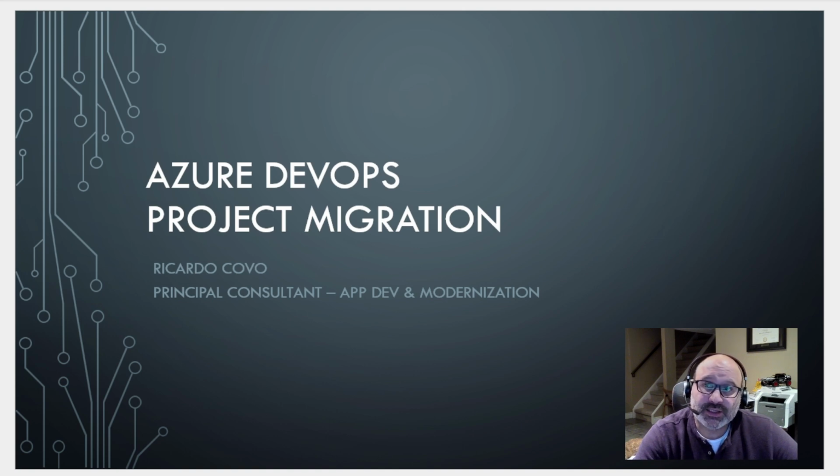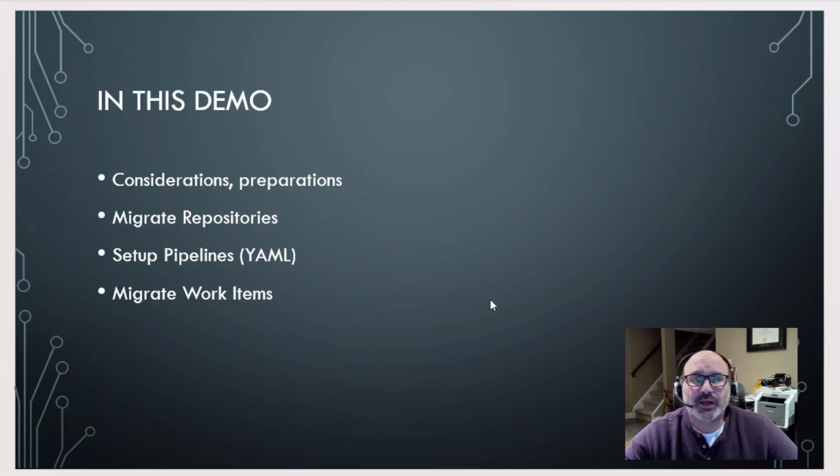So I've done this a couple of times this year, and I've had people asking what tools and how I did it. So I figure I would create a video about it. So here we go. In this example, I'm going to be migrating Git repositories. Pipelines will be YAML. And then we're going to migrate the work items, which is really the real challenge here.